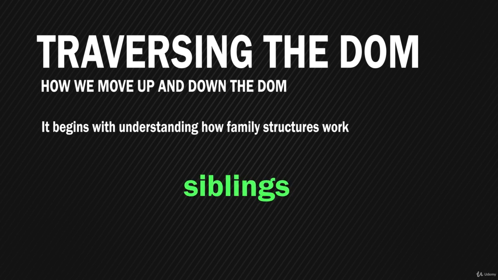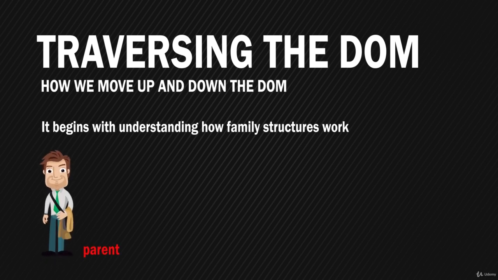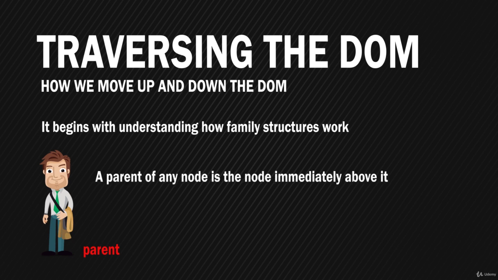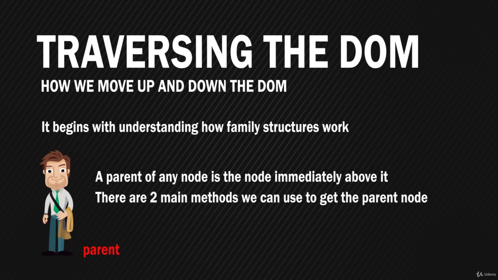But what do I mean? Well, let's look at this. Remember that parent? That dude with the beard? A parent of any node is just the node that's placed immediately above it. And when it comes to traversing the DOM, there are two main methods we can use to get the parent node. The first method is parent node. And the second method we can use is parent element. Don't worry how we use these or the differences between them just yet. For now, I just want you to take a step back at a high level to understand these concepts.